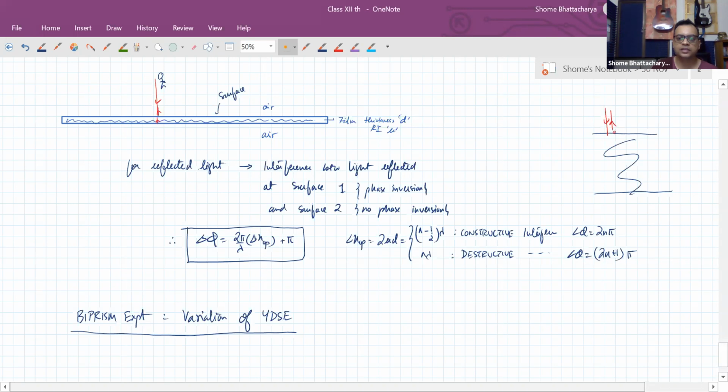the reflection happening here is reflection at a hard surface, so there is phase inversion. Okay, but the light which is transmitted through this and then reflected here, on the other side there is air, so here there is no phase inversion. Okay, so at surface 1 there is phase inversion, but for reflection at surface 2 there is no phase inversion. So ultimately the interference is happening between light reflected at surface 1 and surface 2. So the phase difference involves not only the optical path difference but also the phase inversion.